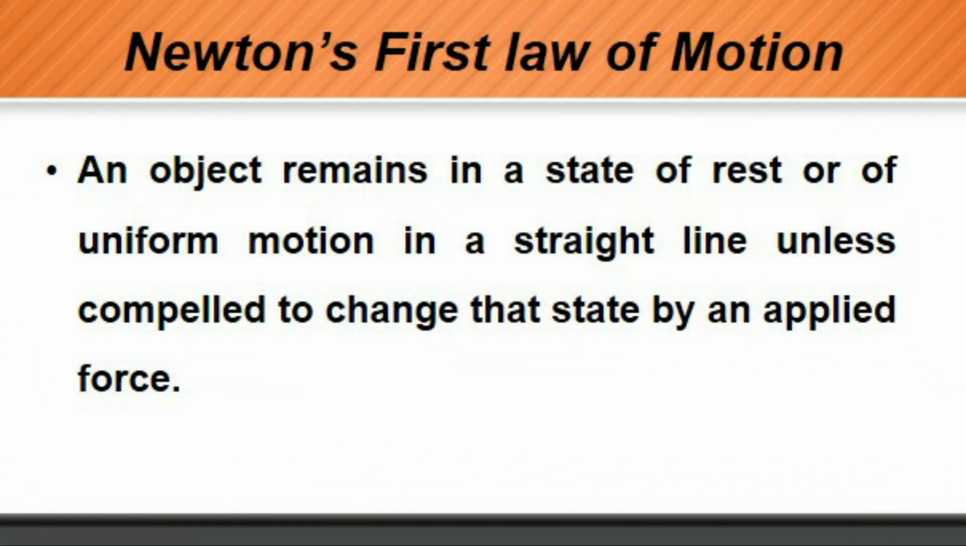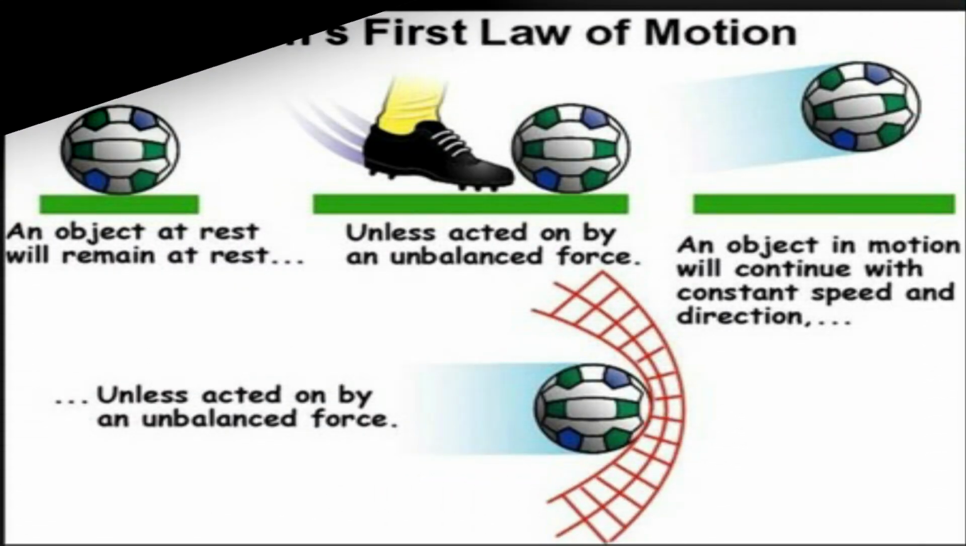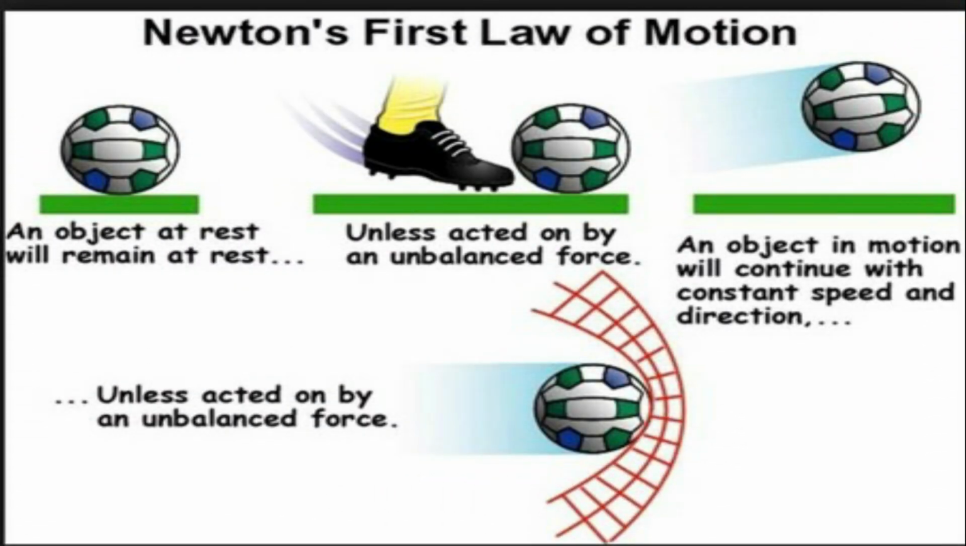Newton's first law of motion. An object remains in a state of rest or of uniform motion in a straight line unless compelled to change that state by an applied force. Let us explain Newton's first law of motion with an example.